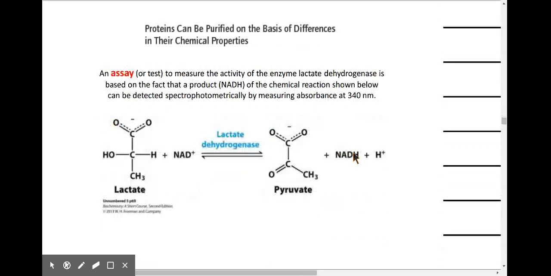For example, if we had lactate dehydrogenase, this is a convenient assay because NAD+ is reduced to NADH as lactate is oxidized to pyruvate. And NADH is really convenient to measure because it has a spectrophotometric absorbance at 340 nanometers. And so we literally can detect whether or not NADH is in the system, whether or not lactate dehydrogenase is catalyzing an enzymatic reaction.